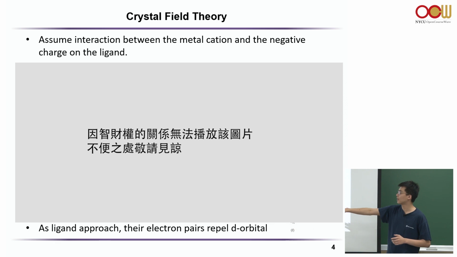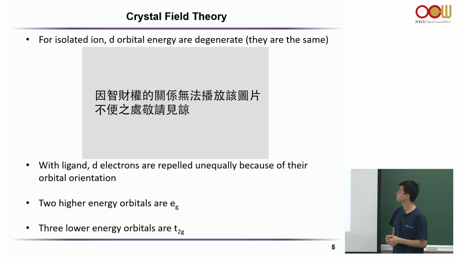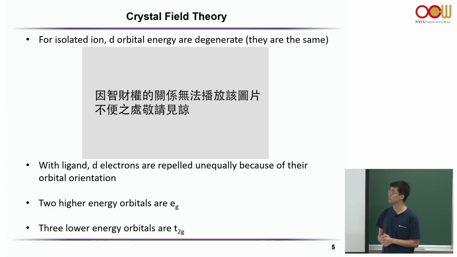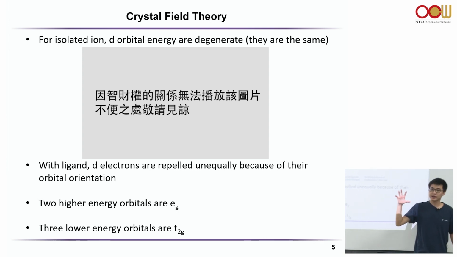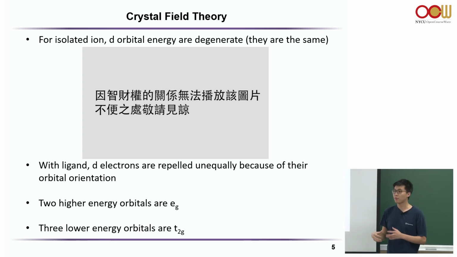But basically, when the ligand approaches the metal center, the electron on the ligand will repel the d orbital, because we know no more than 2 electrons can occupy one orbital. That's what we call the split patterns. For the free metal ion, we call the d orbital energies degenerate. It just means they're the same energy level, as you see here. As the ligand approaches, because there's electronic repulsion, you raise the energy of your system.